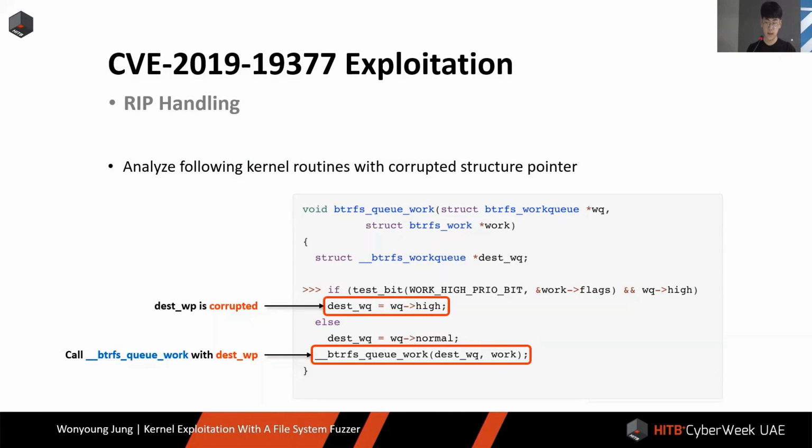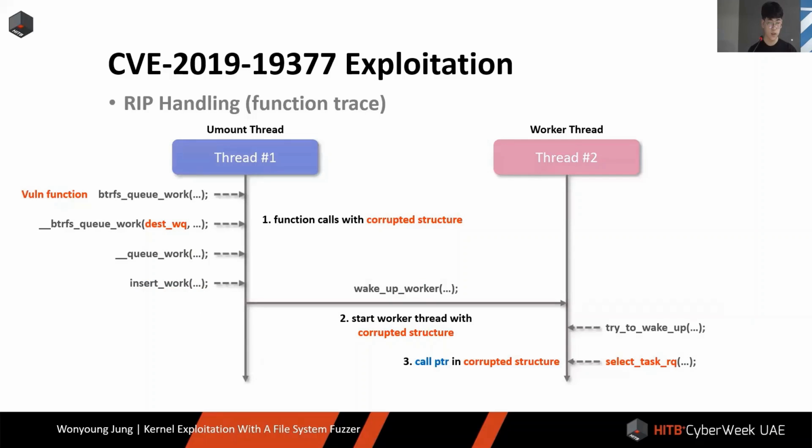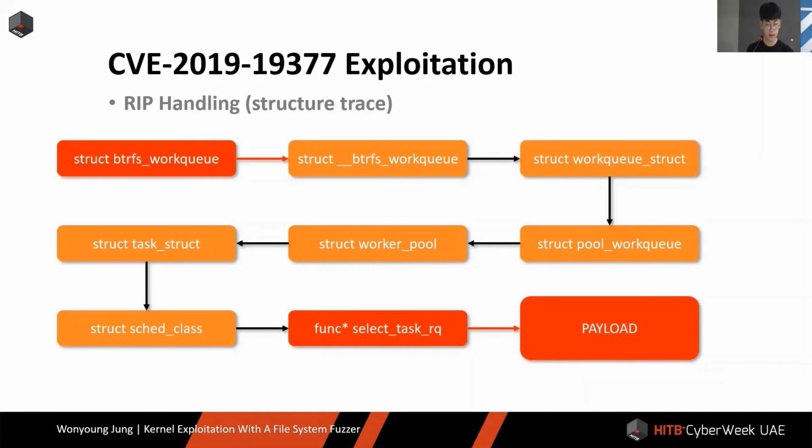The final task is analyzing the kernel operations with the separate structure pointer. The work queue variable is corrupted and btrfs_queue_work is called with it. Let's trace it. From the vulnerable function btrfs_queue_work, the kernel calls some functions to start the worker thread, and the worker thread calls the select_task_rq function, but it's a function pointer in the corrupted structure. So this is the structure reference flow. If the SMAP mitigation is off, the user can build a fake structure in user memory. And finally, set the select_task_rq function pointer to the kernel shellcode.